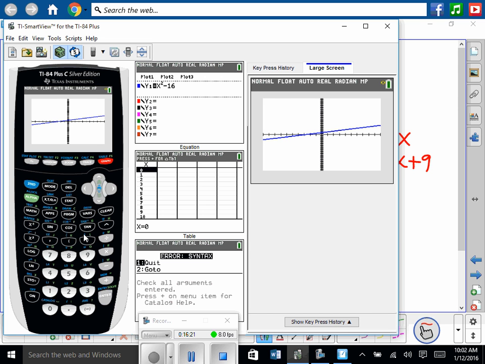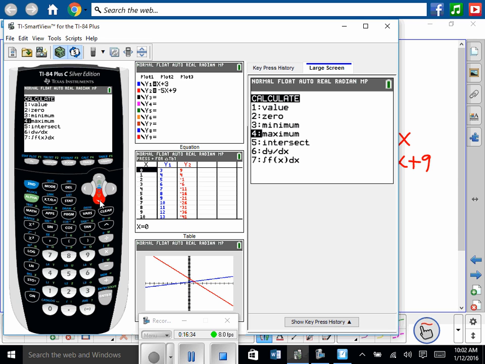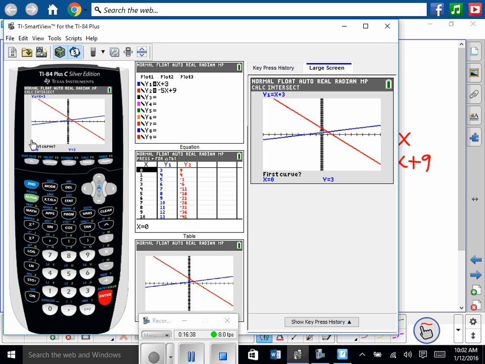So it's graphing the first line, it's graphing the second line. We want to know the xy points where they intersect. So you do second trace, go to intersect, number 5. Hit enter. It's going to say first curve, which means make sure it's on the first line. And notice that's on x plus 3. So we hit enter. So you see it up here. It says it's on x plus 3.